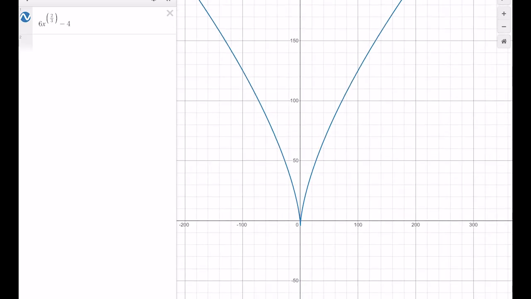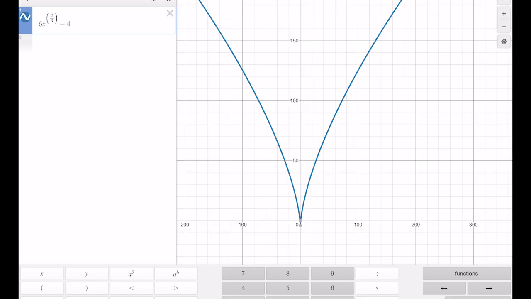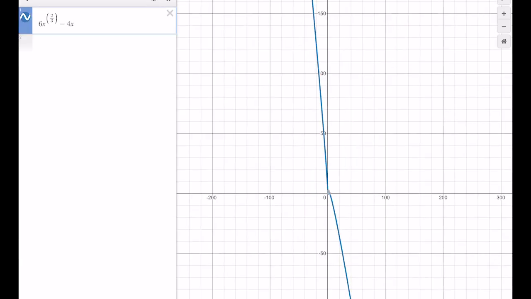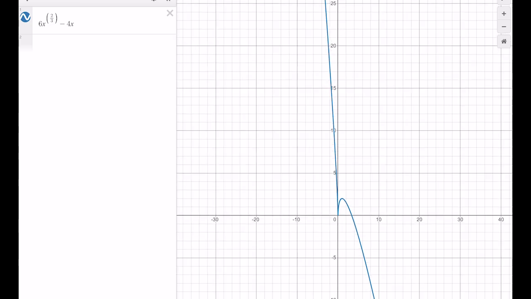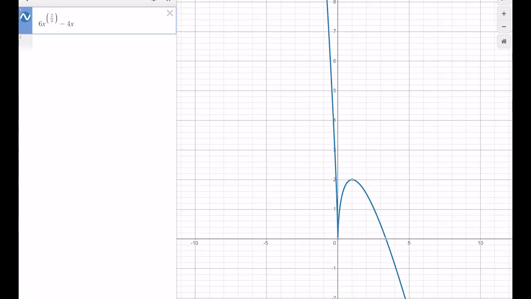Okay, and notice too that there's a sharp corner where the derivative does not exist, right? We know that the derivative would not exist where x equals 0. Oh, and this should be minus 4x, sorry. Again, you can see there's a sharp corner right there where the derivative does not exist. But this is your relative max at (1, 2). And then there is a relative min at (0, 0), but a sharp corner there where the derivative doesn't exist.